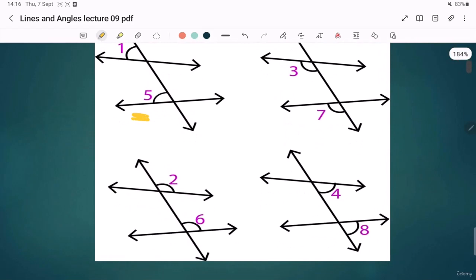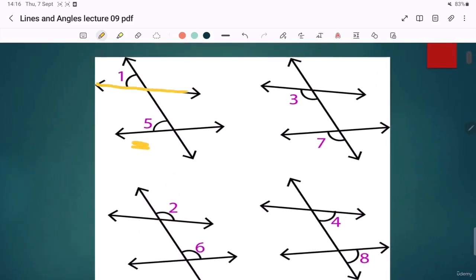Now see in this figure, these two are lines and this is the transversal. This is the vertex of angle 1. This is angle 1. And this is the vertex of angle 5. This is angle 5. Now both these angles have different vertices.